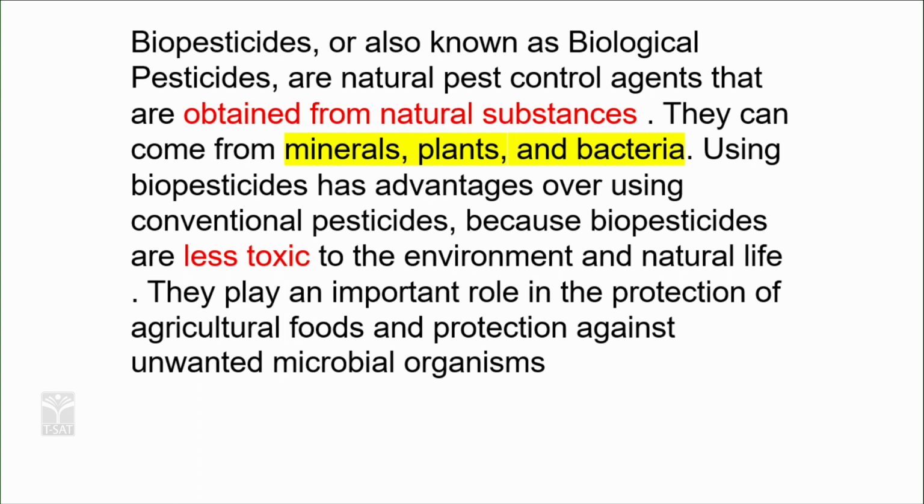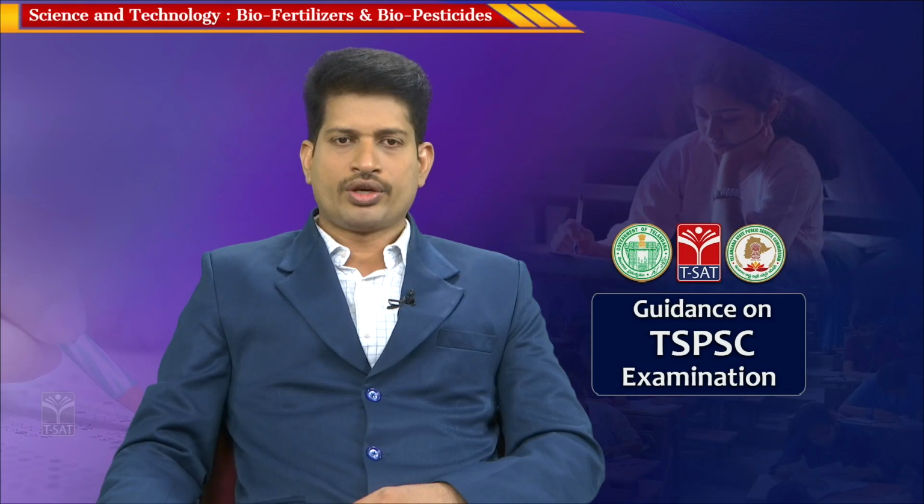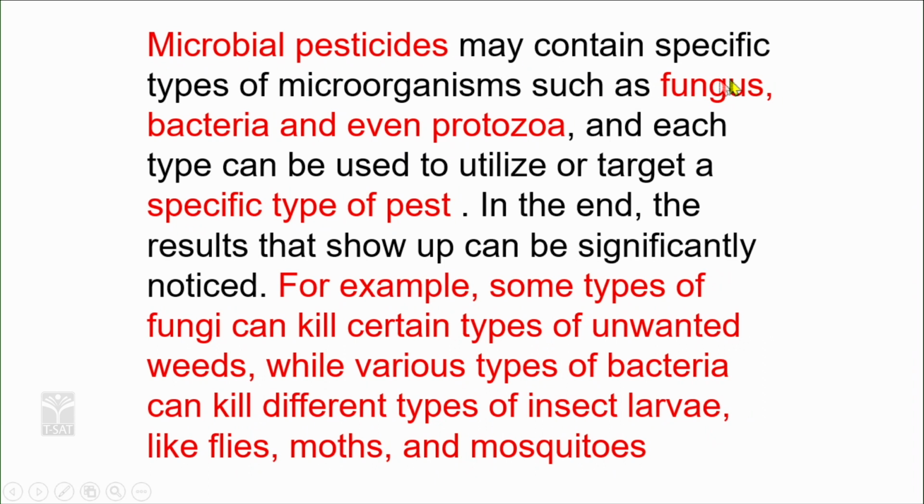Biopesticides are also known as biological pesticides or natural pest control agents that are obtained from natural substances. They come from minerals, plants and bacteria. Using biopesticides has advantages over using conventional pesticides because biopesticides are less toxic to the environment and natural life. As I have discussed initially, biofertilizers and biopesticides are less toxic to the environment. Microbial pesticides may contain specific types of microorganisms such as fungus, bacteria and even protozoa. So you are using certain natural substances as pesticides.